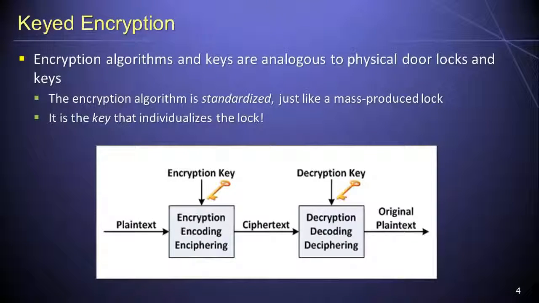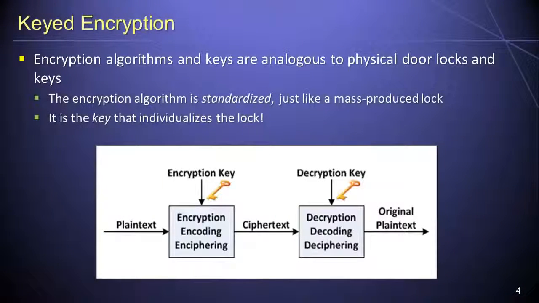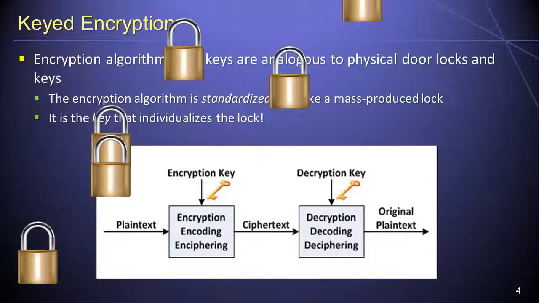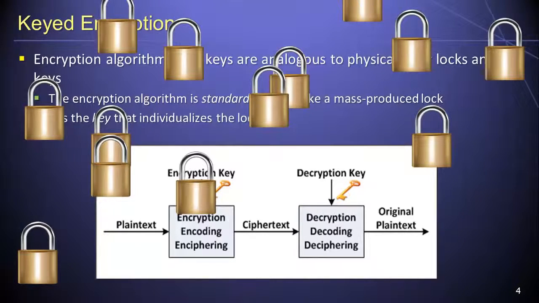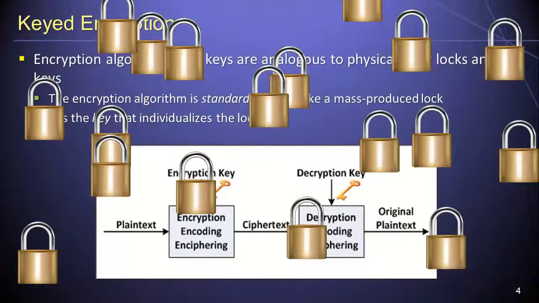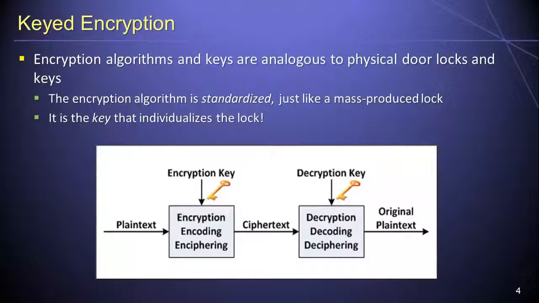In the keyed encryption paradigm, the relationship between an encryption algorithm and a key is directly analogous to the relationship between a physical lock and the physical key for that lock. In order to be financially viable, the manufacturer of a physical lock will mass produce thousands, if not millions, of the same lock. Each lock is then individualized by configuring it to work only with a specific physical key. Encryption algorithms and keys in the keyed encryption paradigm have exactly the same relationship.